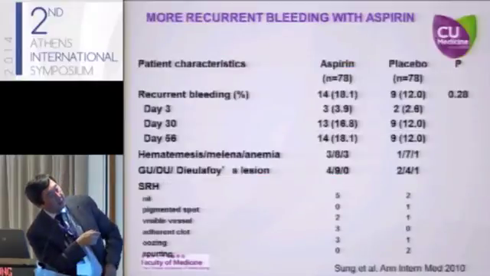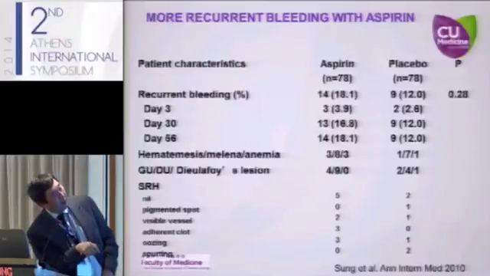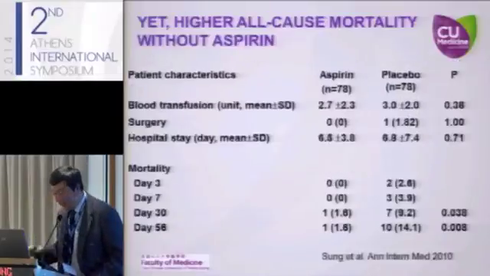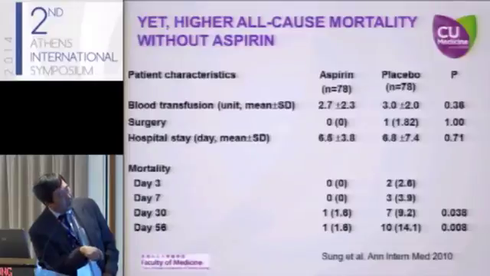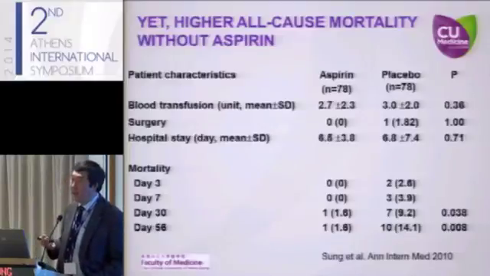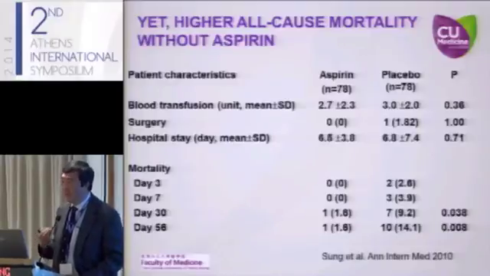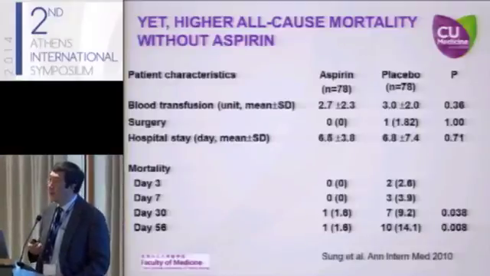The finding was quite interesting. Although you would expect to see more recurrent bleeding in those who received aspirin, and indeed it was higher, 18% versus 12%, the mortality was lower if you gave aspirin instead of withholding it. There were 10 people who died when we withheld aspirin, and only 1 in the aspirin group. And they died not from bleeding, they died from cardiovascular and cerebrovascular complications.